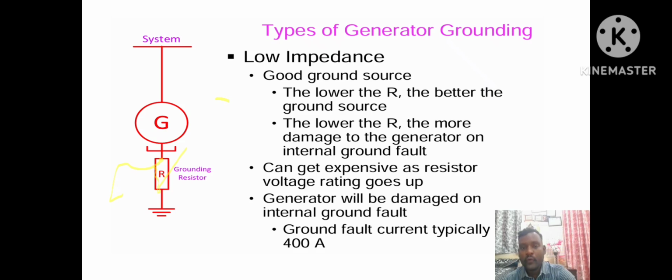So the ground fault capacity should be 400 ampere. As I have written, the lower the ground source resistance, the better the ground source, but the more damage to the generator on an internal ground fault. If the resistor voltage rating goes up excessively, the generator will be damaged on the internal ground fault. What are the demerits? Some demerits are also mentioned here.